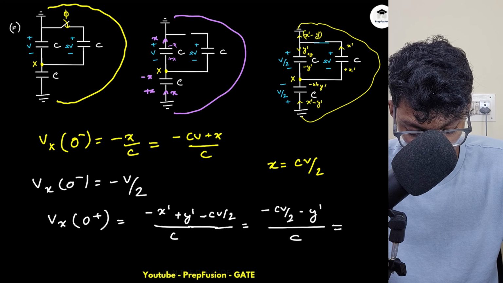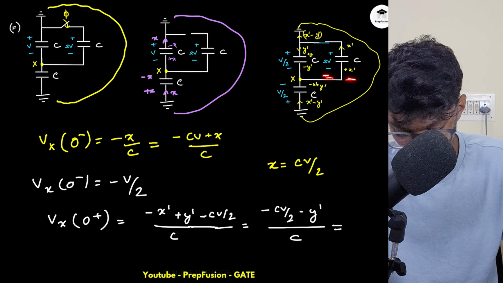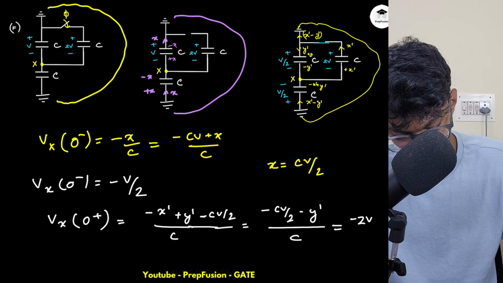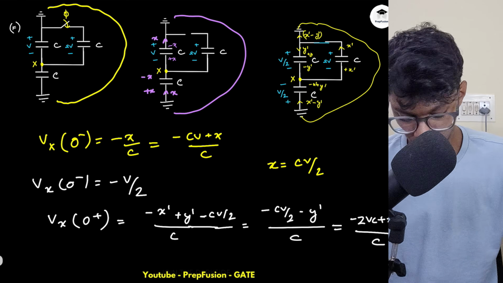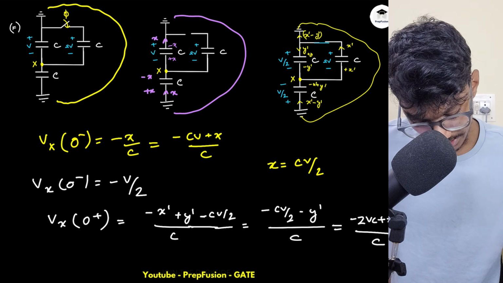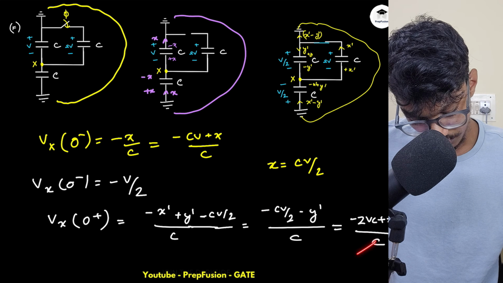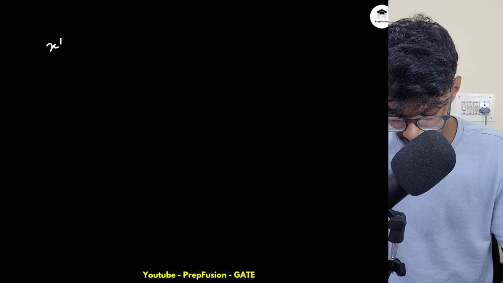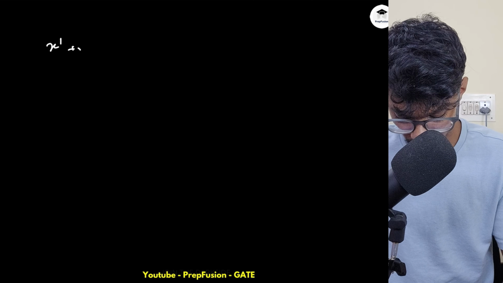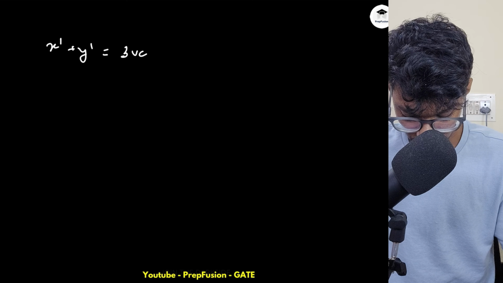Here again, what will be the potential through this capacitor? This actually will be minus 2 Vc plus X dash, divided by C. So now I can compute the unknown variables X dash and Y dash. So what I can do is solve this. Here C will get cancelled, and if Y goes there and 2Vc goes there, then X dash plus Y dash will be equal to 3Vc by 2.